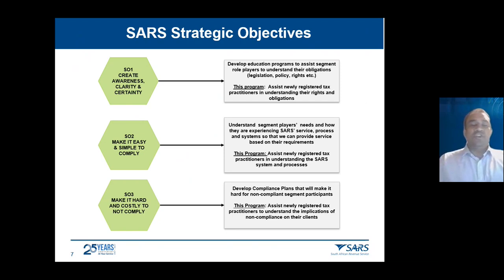When we look at our 3 strategic objectives that we mentioned early on, the program delivers on some of these strategic objectives. For example, strategic objective 1 speaks about create awareness, clarity, and certainty. So how does this program deliver on that? Well, as a segment or as an organization, we would want to develop educational programs to assist segment role players to understand the obligations, whether it be legislative, policy, or even your rights. With regard to this program itself, it's designed to assist newly registered tax practitioners in understanding their rights and the obligations as laid out in the Tax Administration Act.